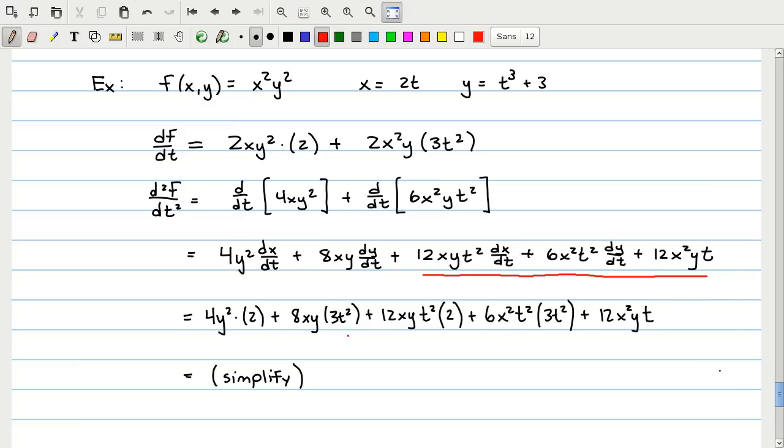And I can just add them all together. In principle, I would then have to replace all my x's with 2t and my y's with t cubed plus 3, and I would get a whole bunch of terms and simplify, but that is not really the point of this lecture. That's just algebra. So we'll stop there.